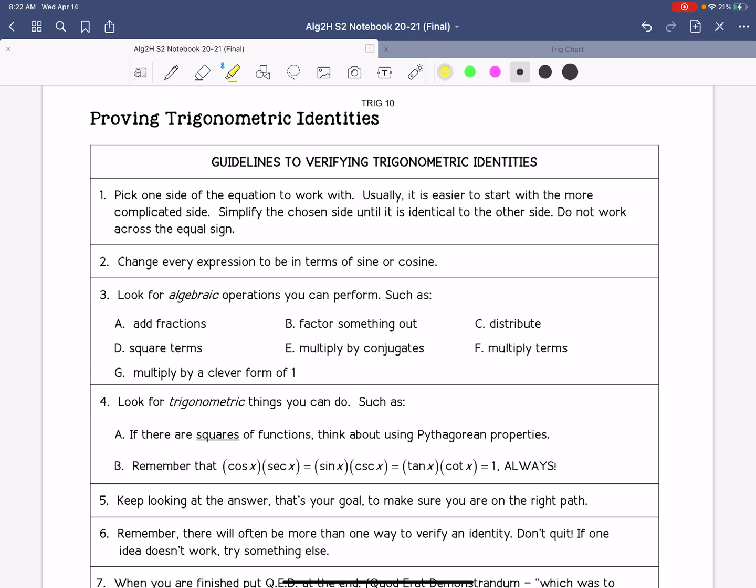But in the end, you should be able to get it to equal the other side. You should be able to prove the identities. Everyone's might look a little bit different, but in the end, we should be able to get to where we want to be. These are giving you guidelines to verifying trigonometric identities. So this is giving you a plan of attack for how to approach these types of questions.